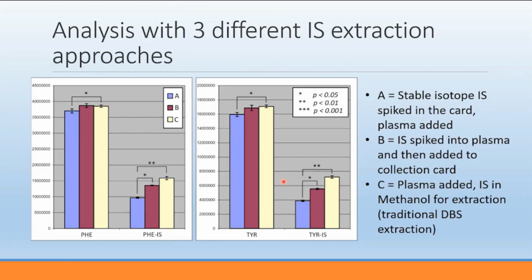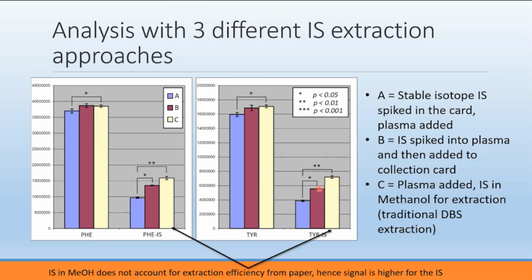And then you can see an example of this, where there are 3 different cases. In case A, you have the blood and the internal standard is in the card, versus B, where we're adding it into the plasma and then adding it to the card, and then C, where we're adding it only in the solvent for extraction. And so in the solvent, you get 100% of your analyte back, but you actually get an incorrect ratio because it's not accounting for the extraction efficiency of the card.